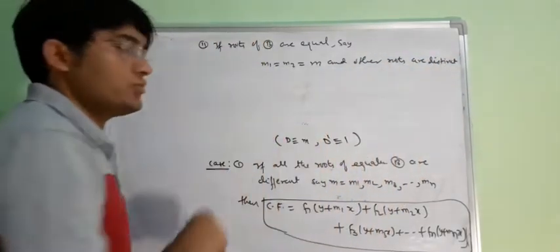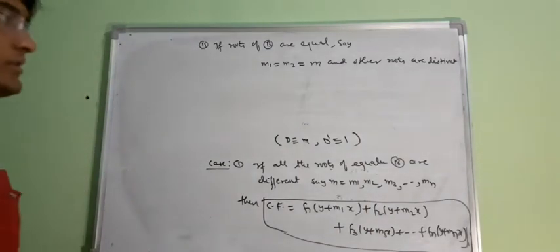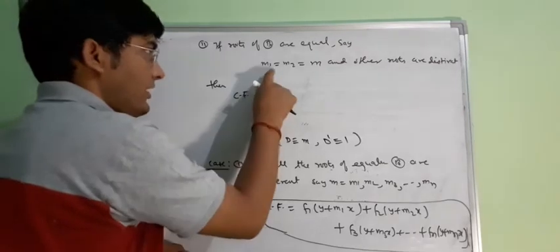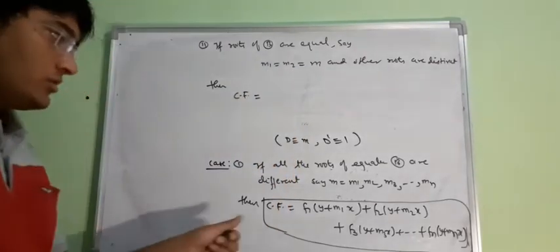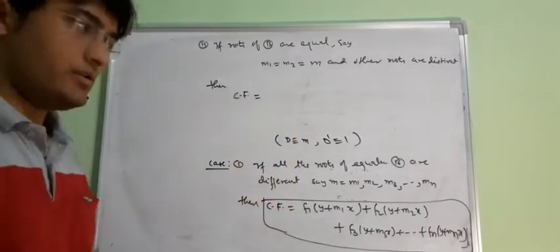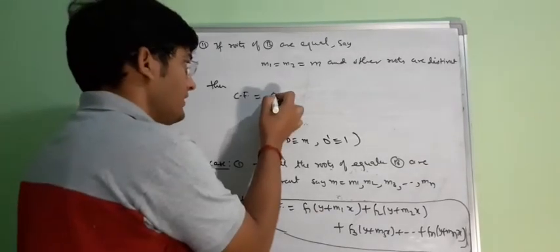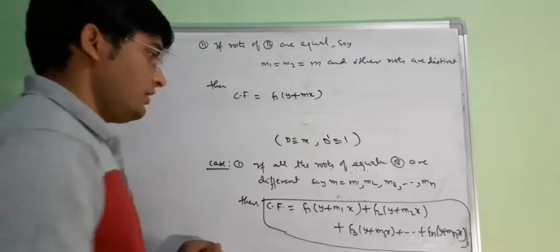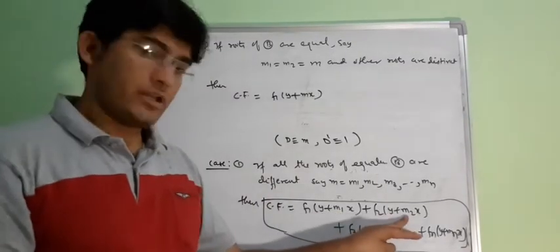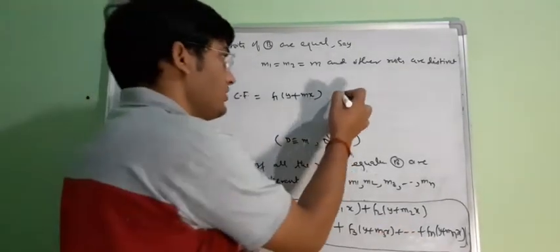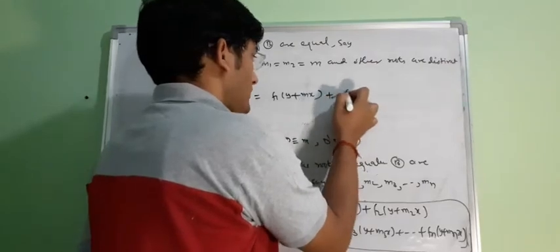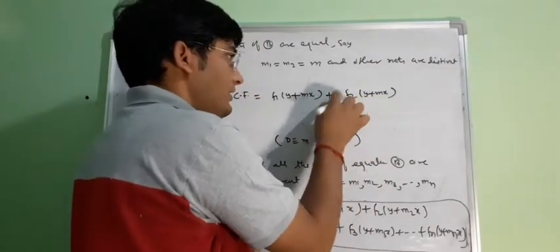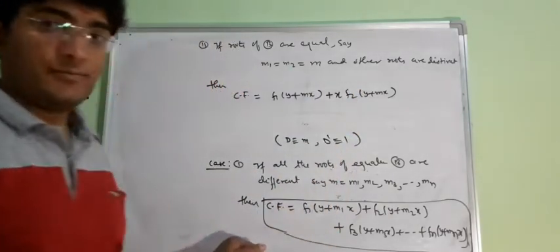Suppose that these two roots are equal and other roots are distinct, then our CF will be, now as two roots are equal, so our complementary function will be f1(y + mx). Because these m1 and m2 are equal to each other, so the second root will be your f2(y + mx), and here we will have a coefficient x.